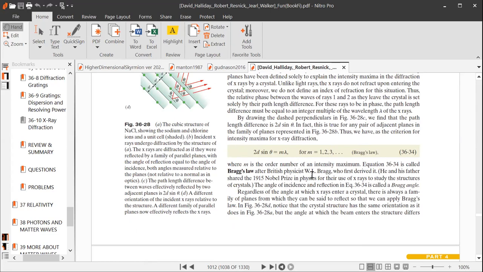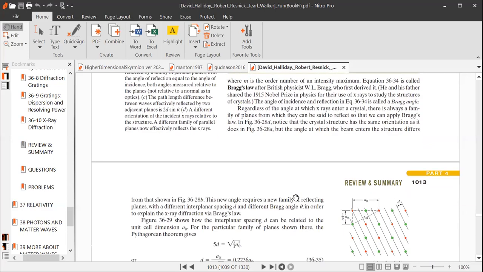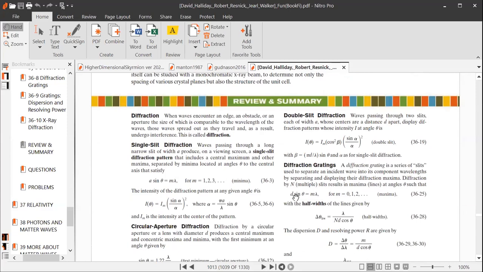And this William Bragg, and also his father, shared the Nobel Prize in 1915 for physics. I think William Bragg is the youngest Nobel laureate in physics. I think he was 25 years old at that time. Okay, I think that's the summary and review.